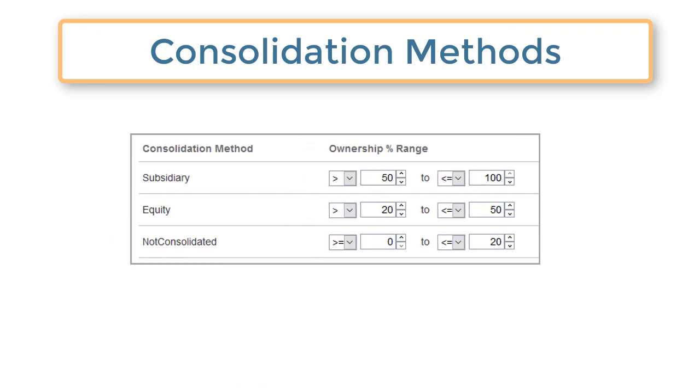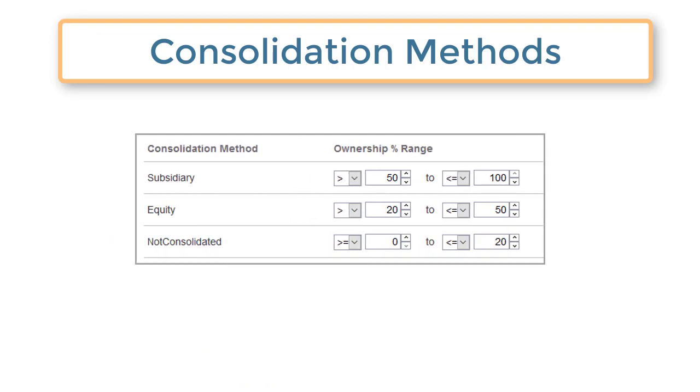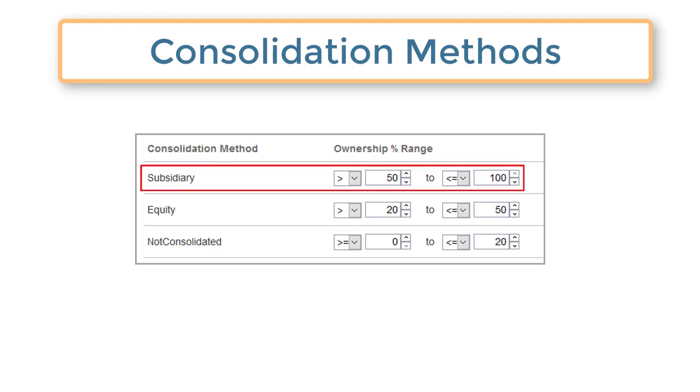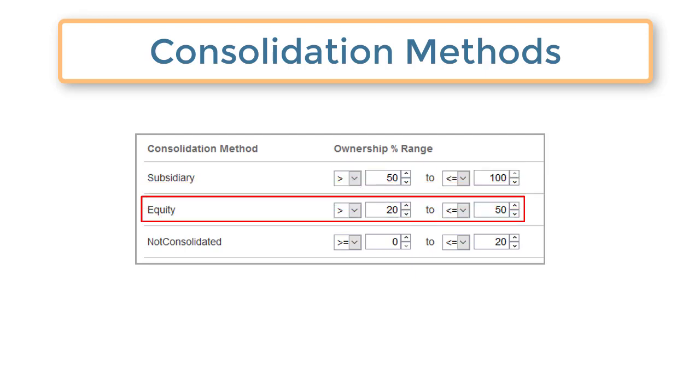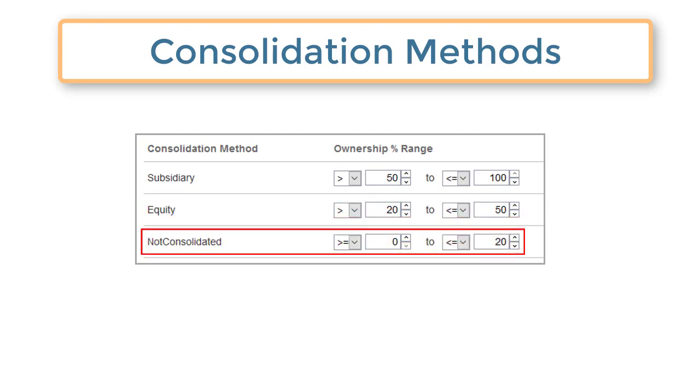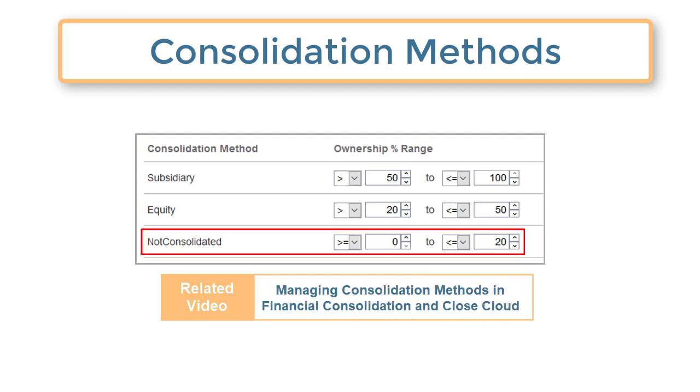The system assigns consolidation methods automatically based on the ownership percentage. By default, entities owned greater than 50% are assigned the subsidiary consolidation method, entities owned greater than 20% up to 50% are assigned the equity method, and entities owned 0 to 20% the not consolidated method. You can modify the default consolidation method settings and add your own custom methods. For more information on consolidation methods, see the Managing Consolidation Methods video.